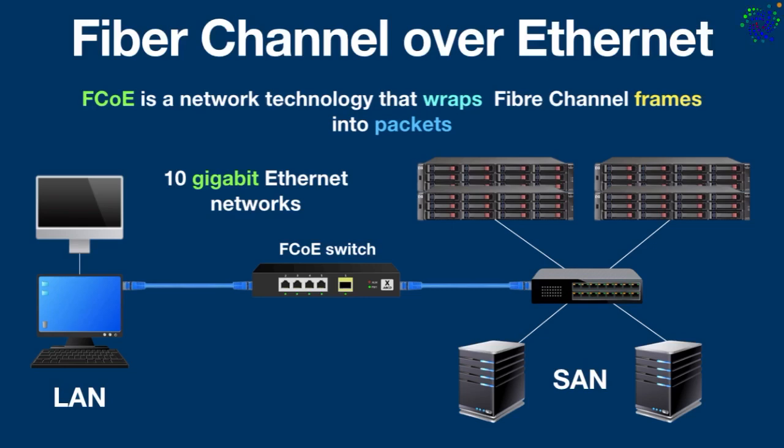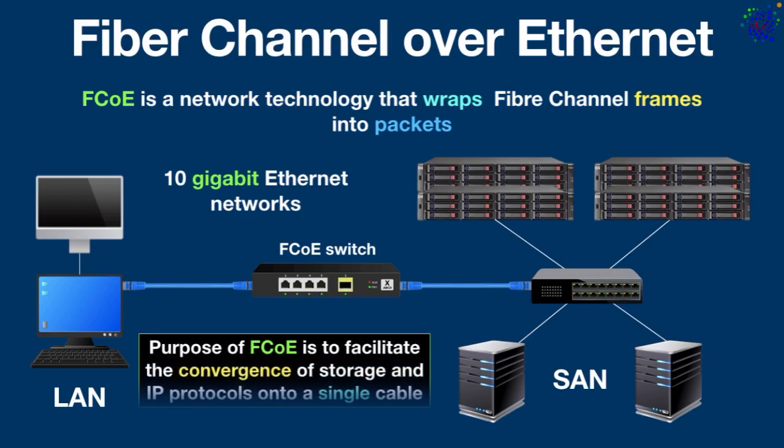Remember, the main purpose of Fibre Channel over Ethernet is to facilitate the convergence of storage and IP protocols onto a single physical cable, reducing the number of network interfaces and cables in a data center and simplifying its infrastructure. Technically speaking, this convergence aims to minimize complexity, lower costs, and improve manageability within the data center.